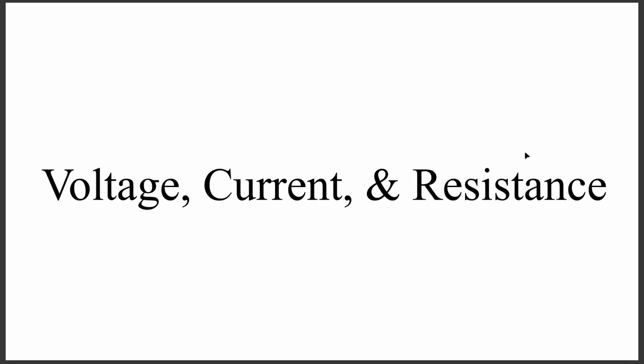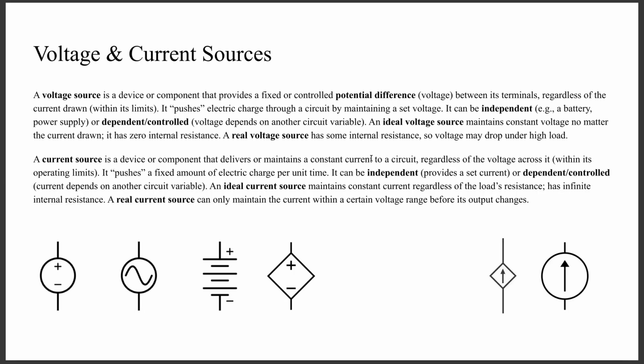Voltage, current, and resistance. So, voltage and current sources. A voltage source is a device or component that provides a fixed or controlled potential difference between its terminals, regardless of the current drawn. It pushes electric charge through a circuit by maintaining a set voltage. It can be independent, for example a battery, or dependent/controlled, like this one.